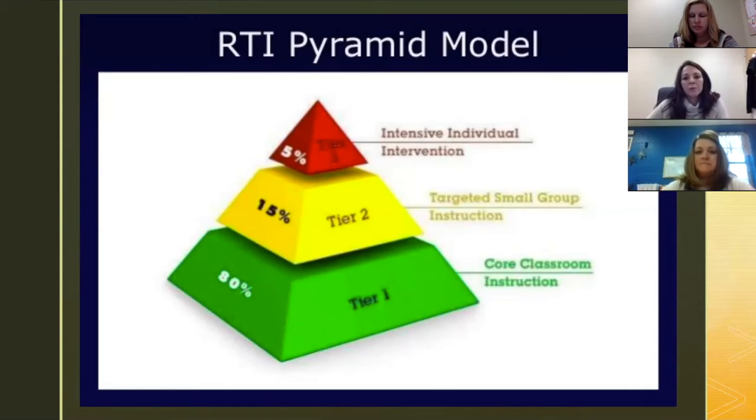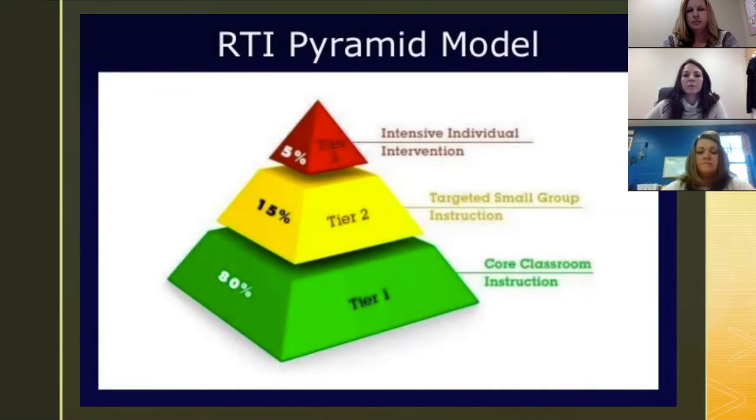And then as we move to Tier 2, that is targeted small group instruction. So that is after students have been identified in Tier 1 as needing additional support, that will come in Tier 2, and that is traditionally where 15% of students would find themselves using the RTI model.